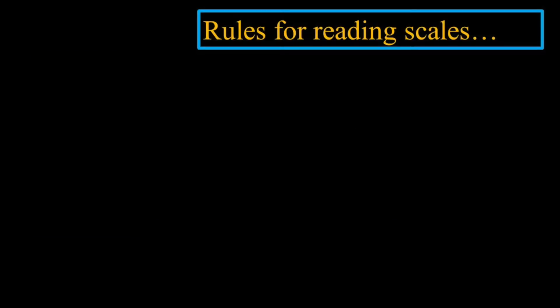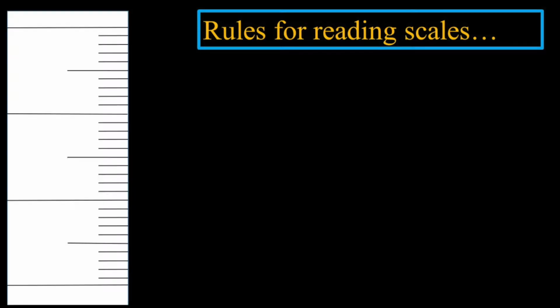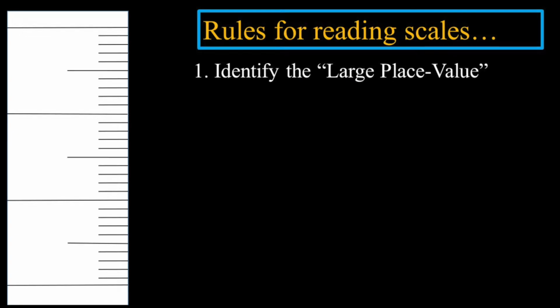So that's the main idea and understanding of all instruments. One estimated place value. Now, let's look at rules for reading scales. The actual rules, like how do you actually read them? Understanding, of course, that you read any scale to one estimated place value. All right, so here are the rules for reading a scale. Here's a scale on the left.